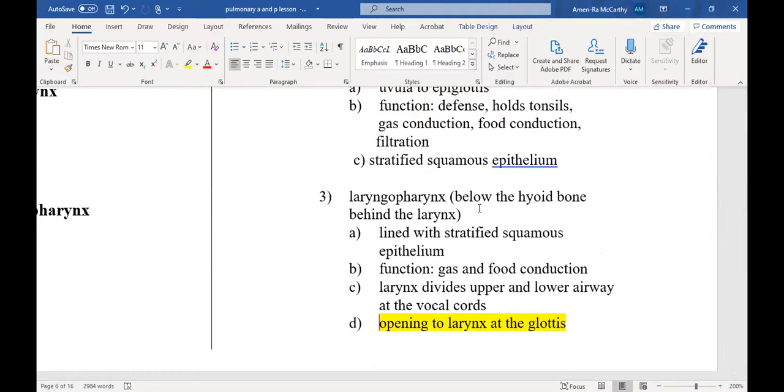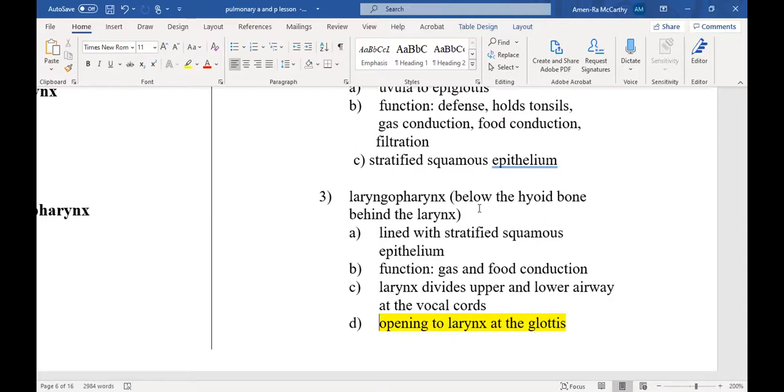The stomach via the esophagus, right? So the laryngopharynx has to move that food to the esophagus, right? So it's a conductor of food. That means it helps with the movement of food and of gas, okay?